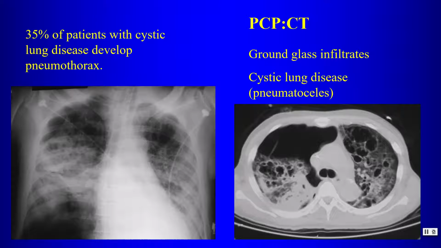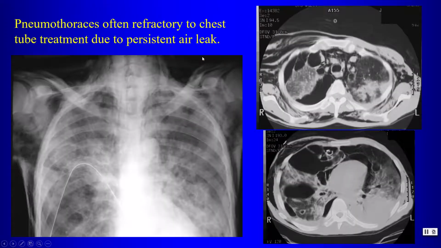And then when these patients develop pneumatoceles, they can develop pneumothorax as a complication, which can be very hard to treat. You can see pneumatoceles and a large pneumothorax on the right here in this patient as a result of the pneumocystis pneumonia. These patients don't heal well, so often the pneumothoraces and the leakage of air may be refractory to chest tube treatment. So you can see that large pneumothorax and extensive subcutaneous air accumulation in this patient as a result of the pneumatoceles and the pneumocystis infection.